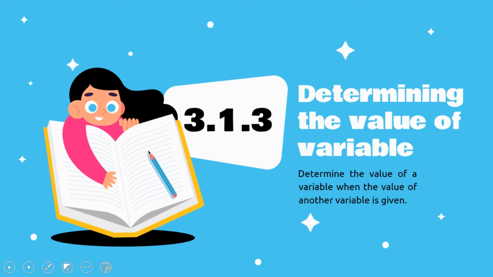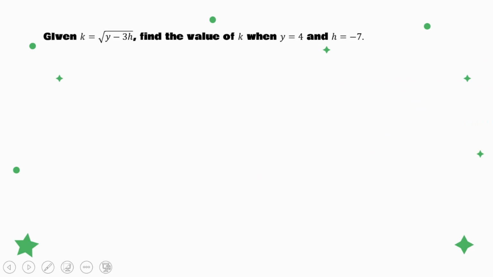We have already finished 3.1.2. Let's move on to 3.1.3, which is determining the value of variable. Let's try to do this question. Given k equals to square root of y minus 3h. Find the value of k when y equals to 4 and h equals to negative 7.